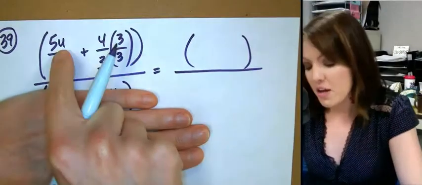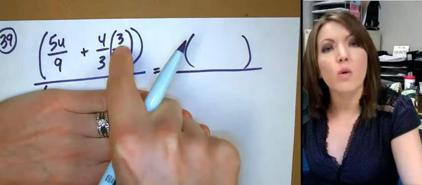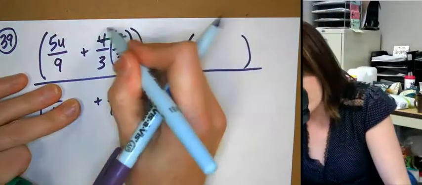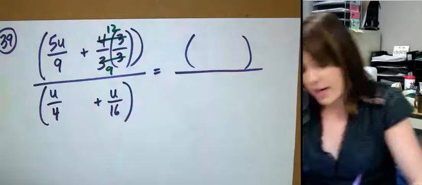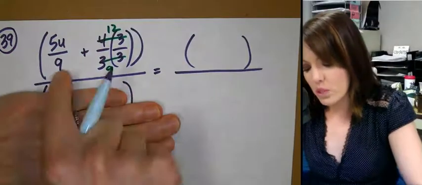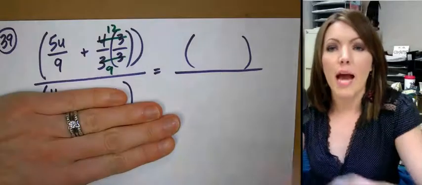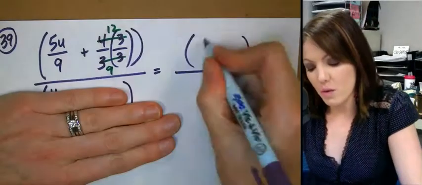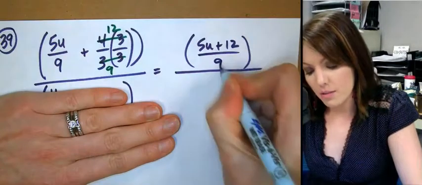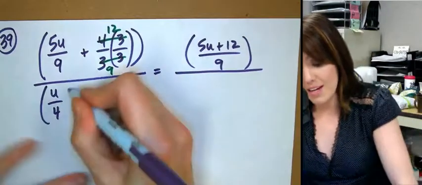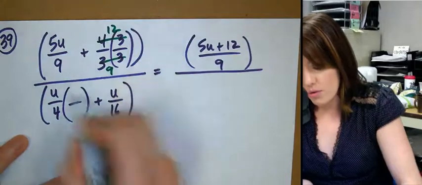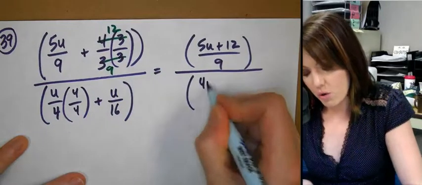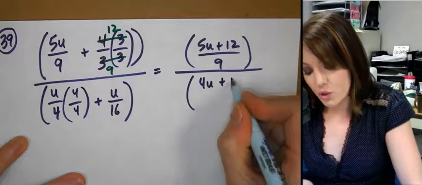So I'm going to do this all in one very big step here. 5u plus 4 times 3 is 12. 5u plus, let's do this over here because this comes out to 12. This comes out to 9. Remember, when you have the same denominator, you can add the tops together and keep the denominators the same. So 5u plus 12 on top, 9 on the bottom. Cool. Now we want to do the same thing down below. So, common denominator of 16. So, we end up getting 4u plus u over 16.